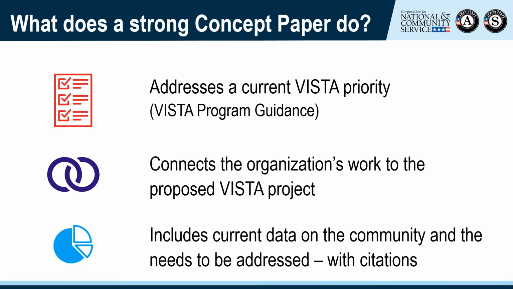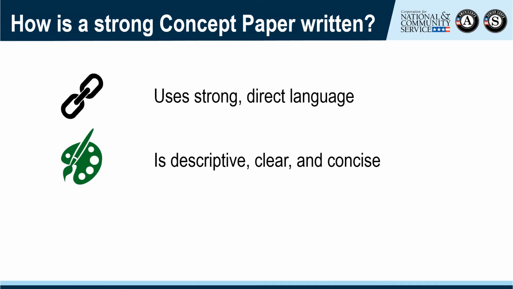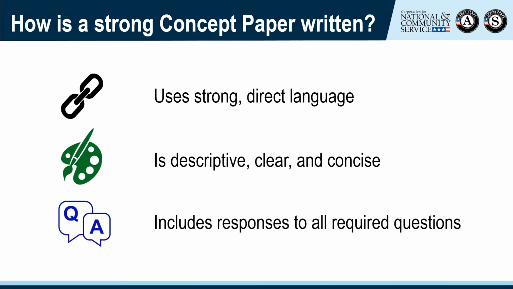The needs should be supported with data or research on the community and include citations. In terms of the writing style, a good concept paper uses strong, direct language to make the case for the project. The writing is descriptive, clear, and concise, painting a detailed picture of what is being proposed without using unnecessary language. And finally, it must include responses to all the questions that are outlined in the concept paper instructions. When all these elements come together, the concept paper is strong and gives a clear idea of what is being proposed. Now, let's look at what happens when these elements are missing.